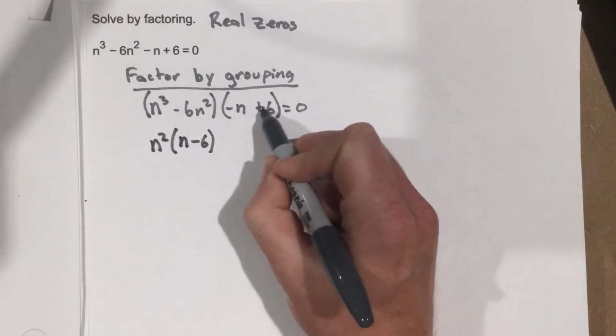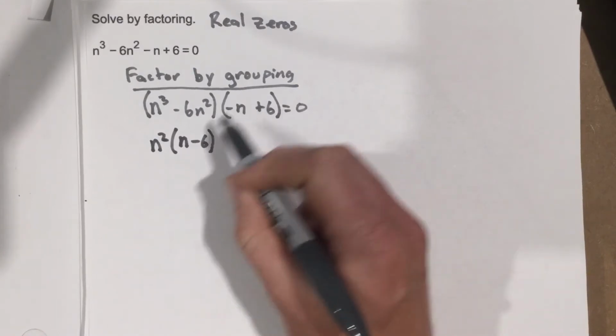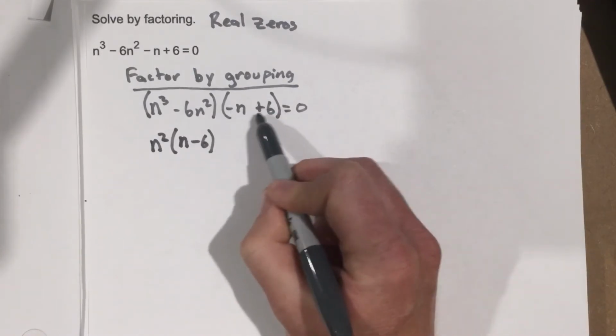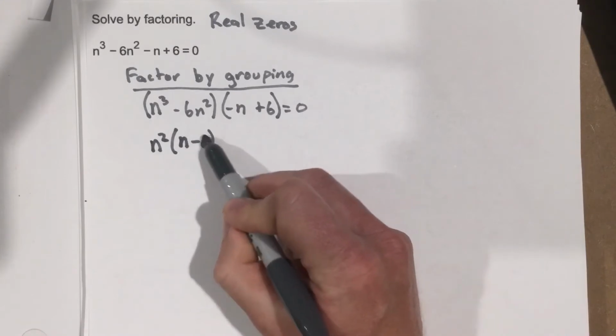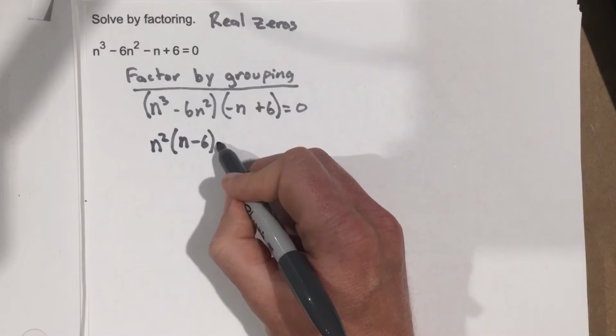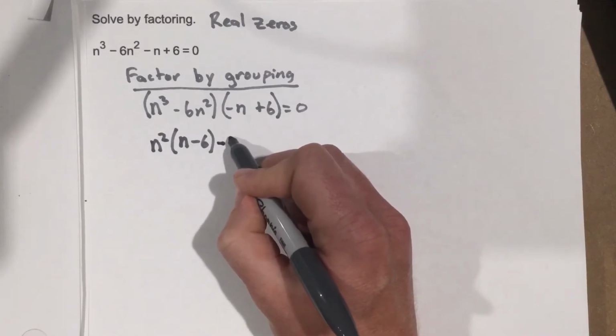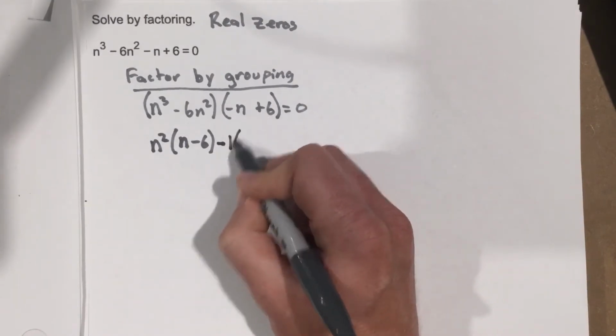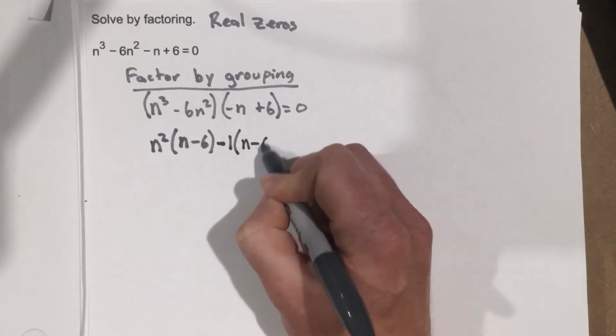And we can factor out of this one, and I want to make this one in here the same as this. So if I factor out a negative, I'd get n minus 6. So let's take a negative out, minus, and we'll say minus 1 because we're taking a negative 1 out technically, n minus 6.